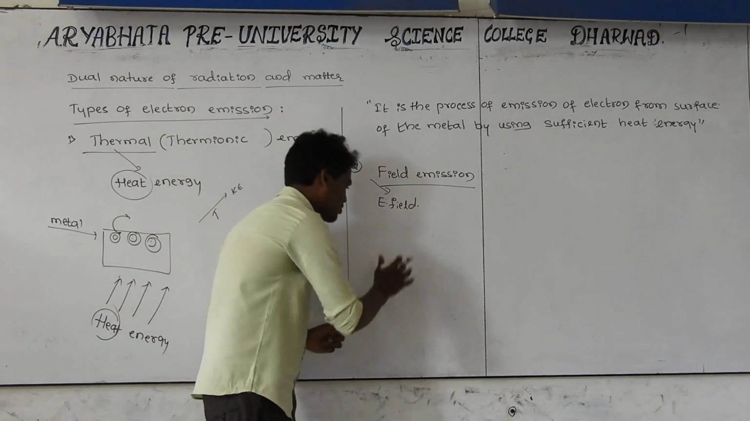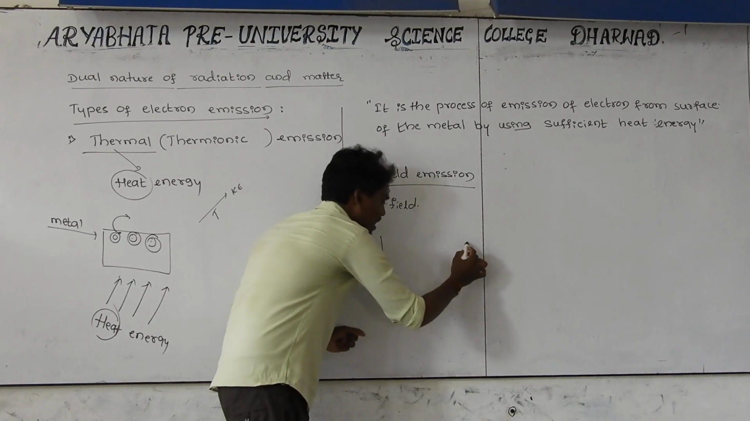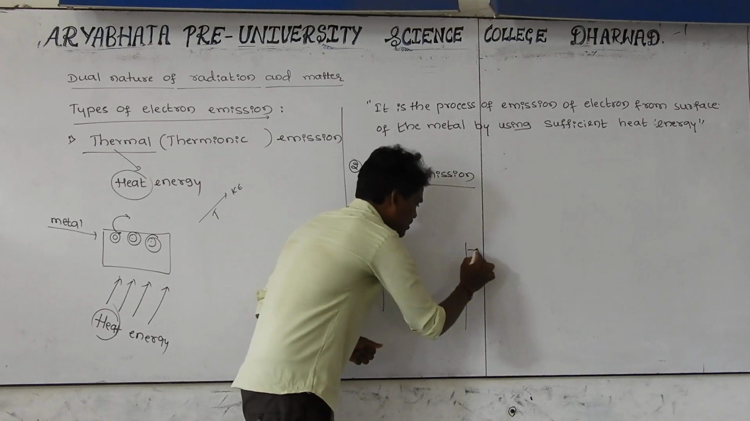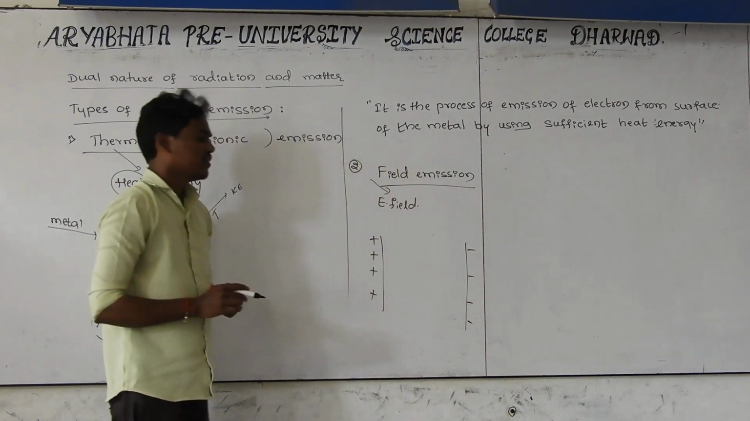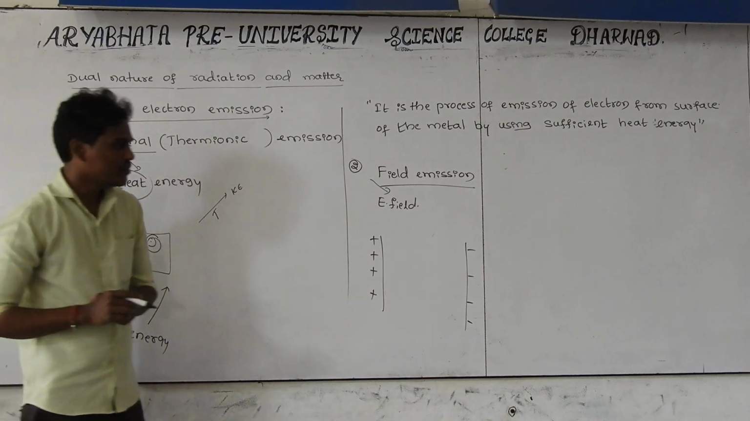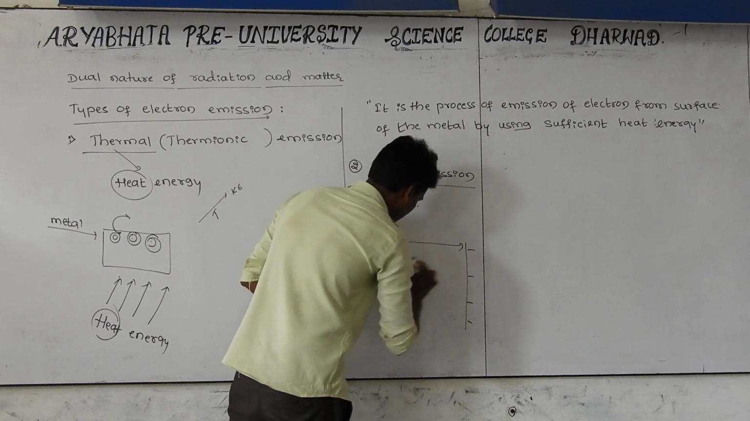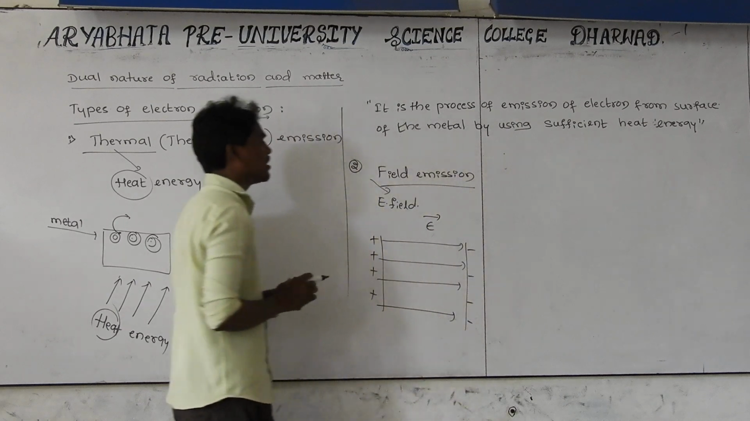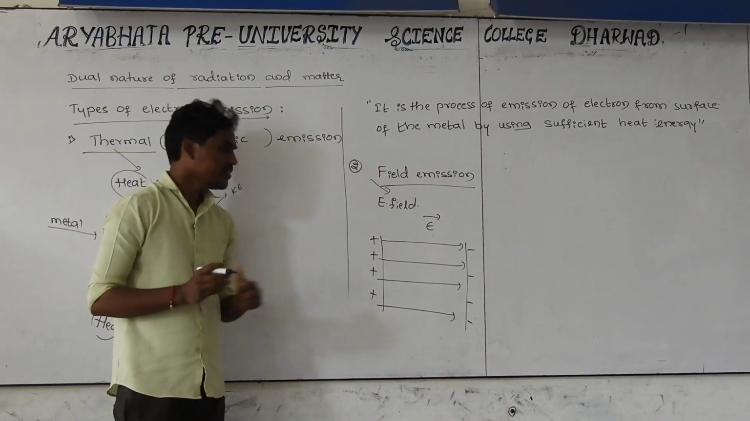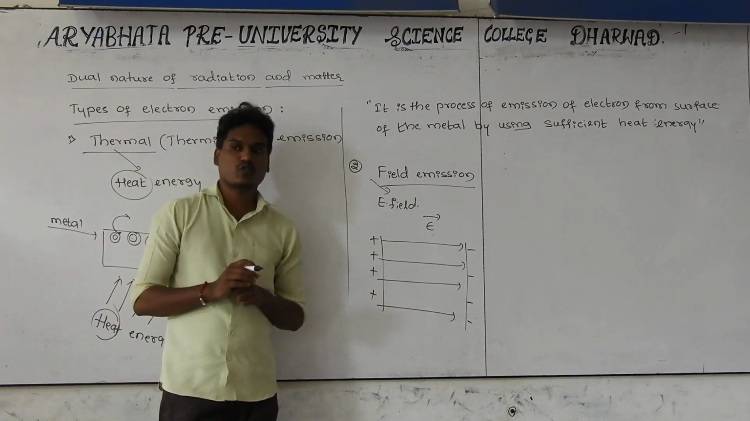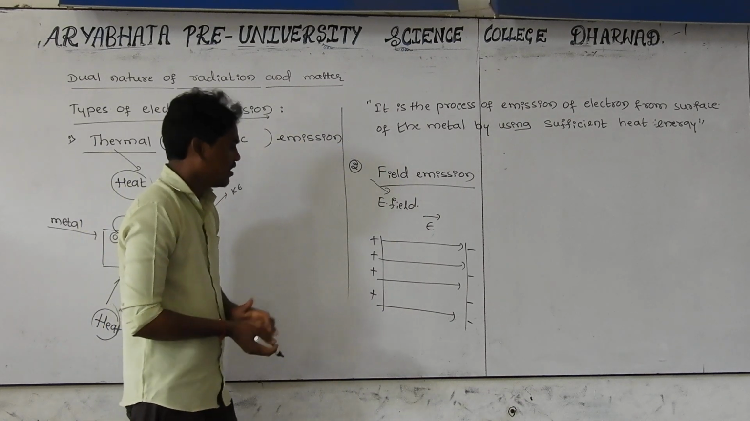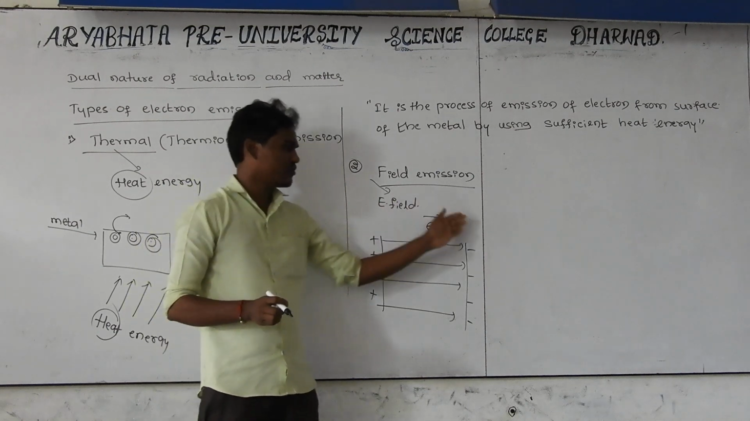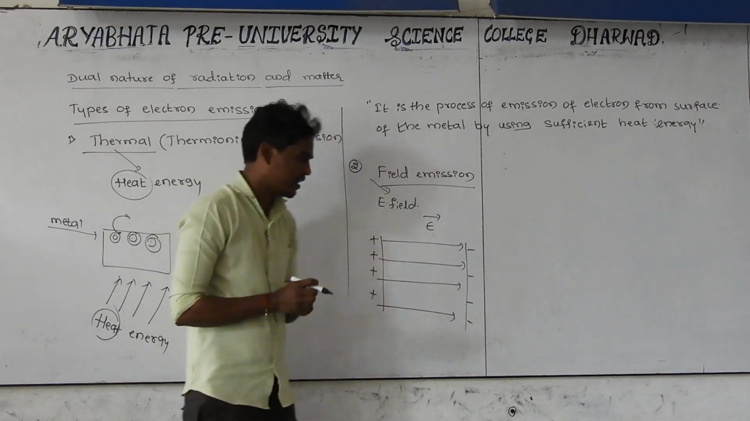How does that work? Just imagine this is a positive plate and this is a negative plate. Here the positive charges are accumulated and here are the negative charges. As you know very well, the direction of the electrical field is from positive to negative, that is from plus to minus. This is the direction of the electrical field. By using the electrical field, there is a possibility to emit the electron from the surface of the metal. Let us consider this is a positive plate and this is a negative plate, and from the positive charges to the negative charges there is a direction of the electrical field, as you know very well.